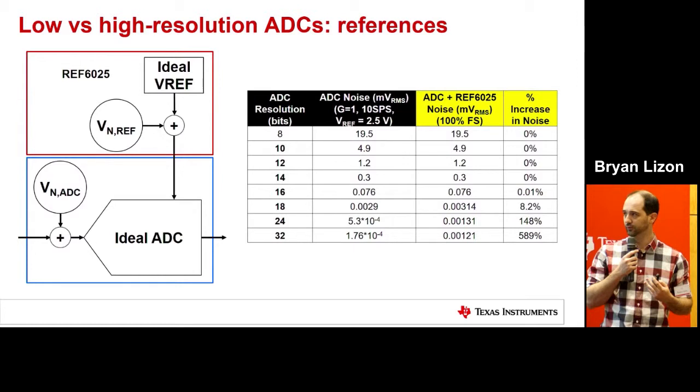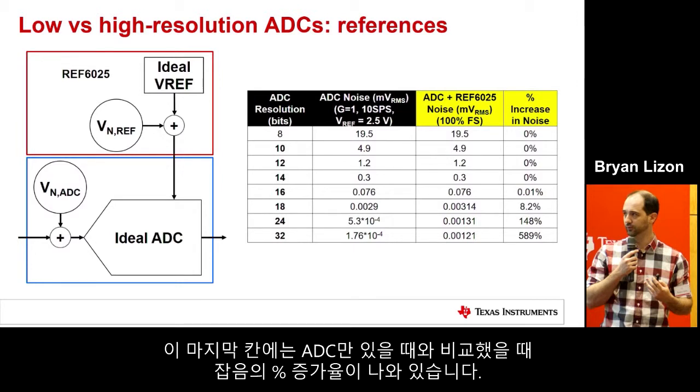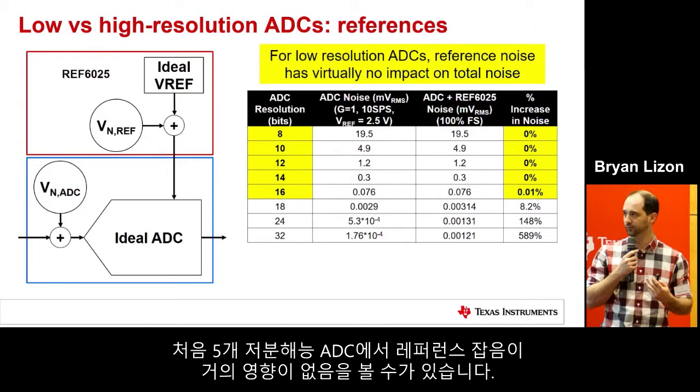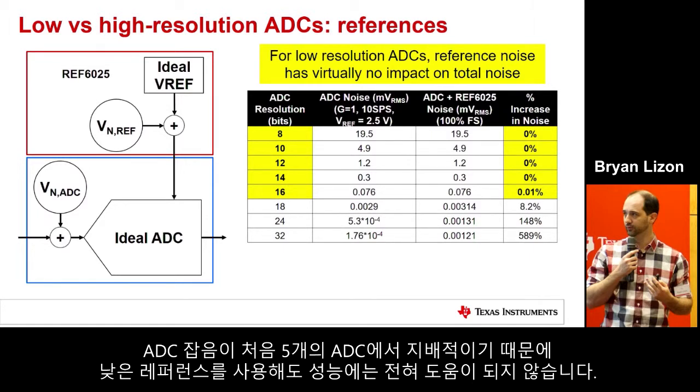This final column just shows the percent increase in noise compared to just the ADC by itself. Again, if you look at the first 5, the low resolution ADCs, you can see that reference noise has almost no impact. The ADC noise is dominating by far for the first 5. So even using a low noise reference isn't helping you in any way, shape, or form.